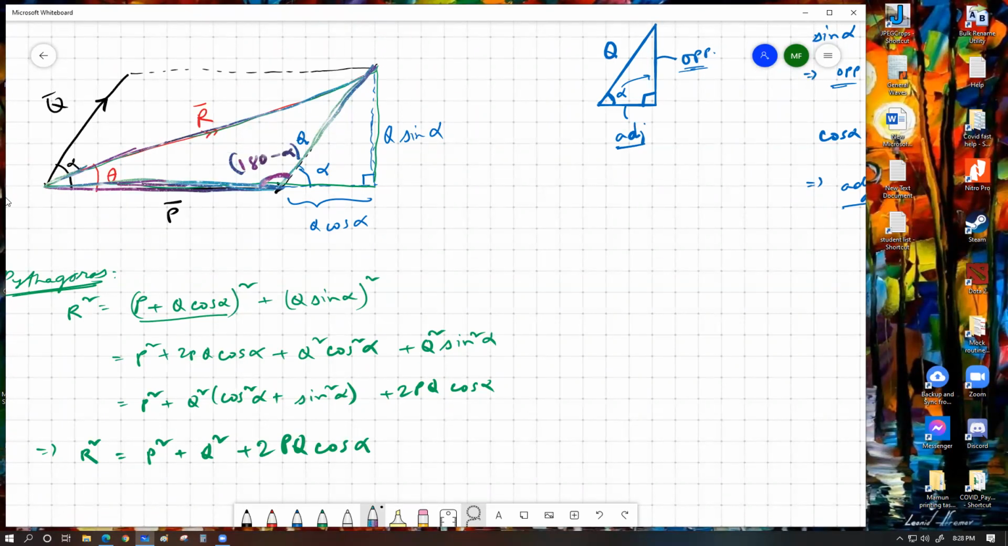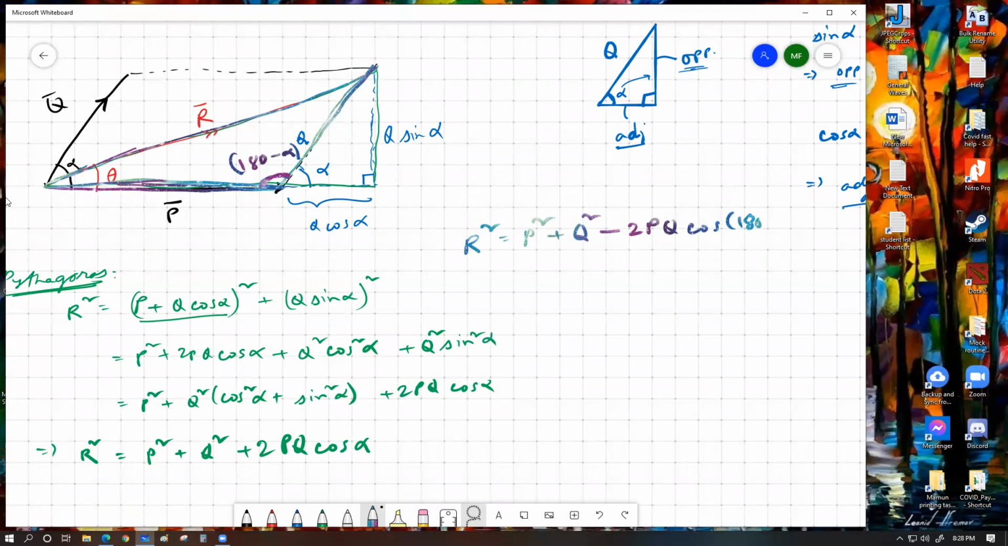So from this triangle, if I want to apply the cosine rule using this angle, in that case, R would be the opposite side. I'm going to try to write that in that format. Have a look. R square equals p square plus q square minus, this is the minus sign for the cosine rule, minus 2pq cos of 180 minus alpha.